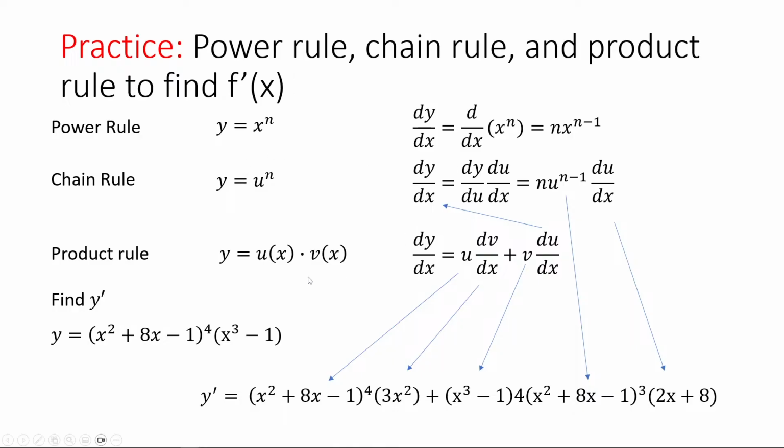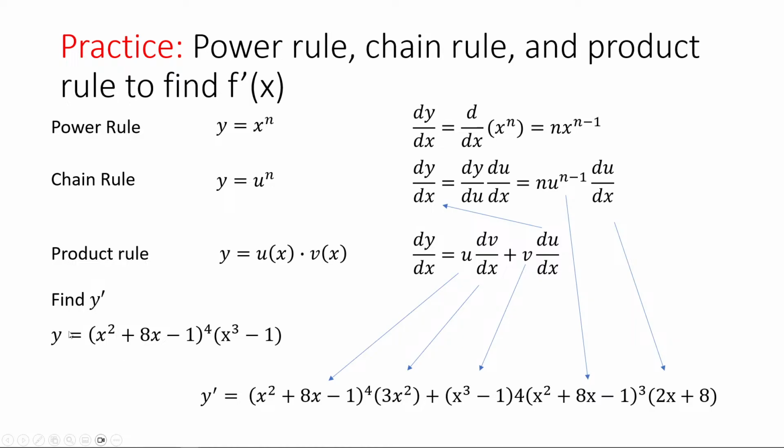So for example, when you have something like this, you would immediately see that you can use the product rule. That would be the first function times the derivative of the second function plus the second function times the derivative of the first function.